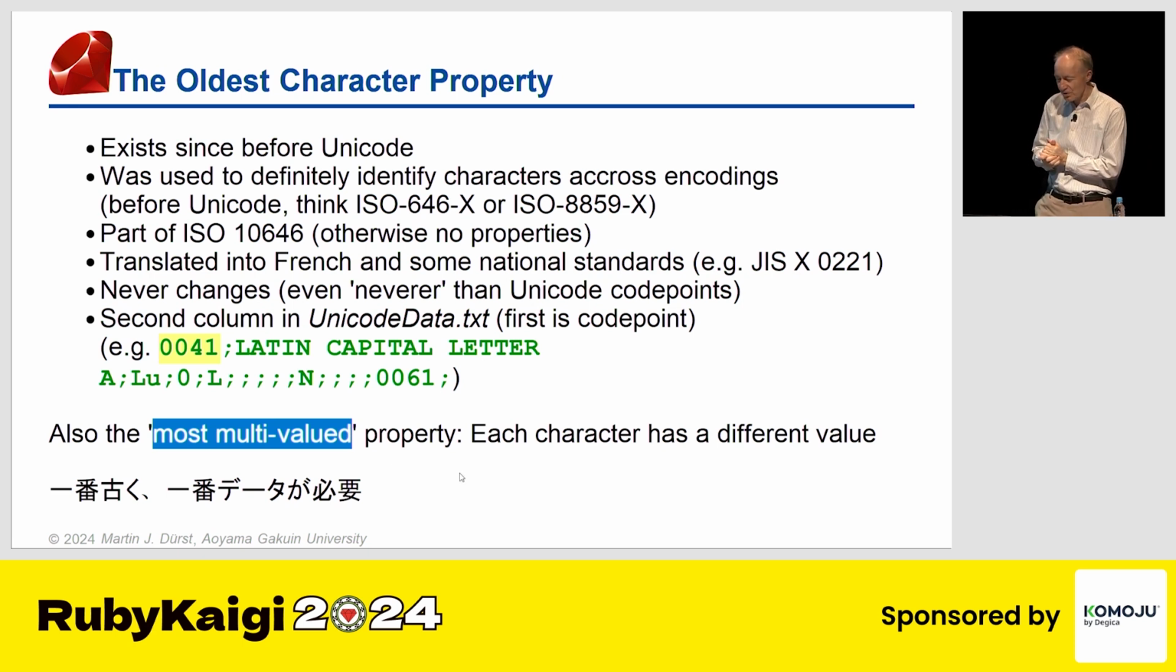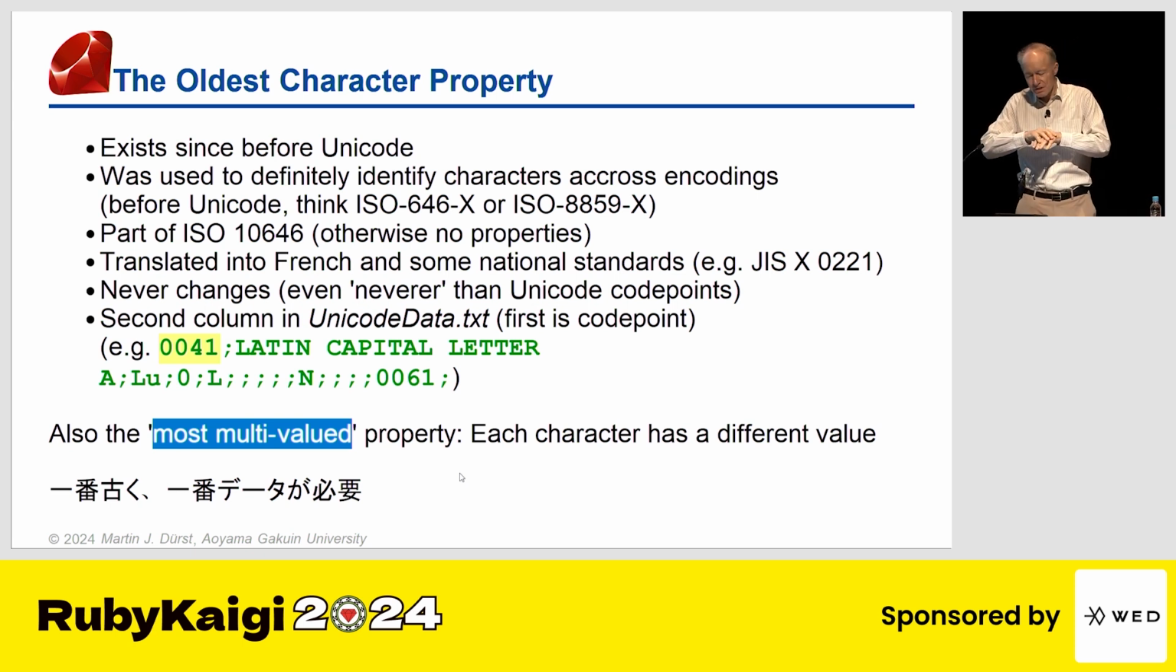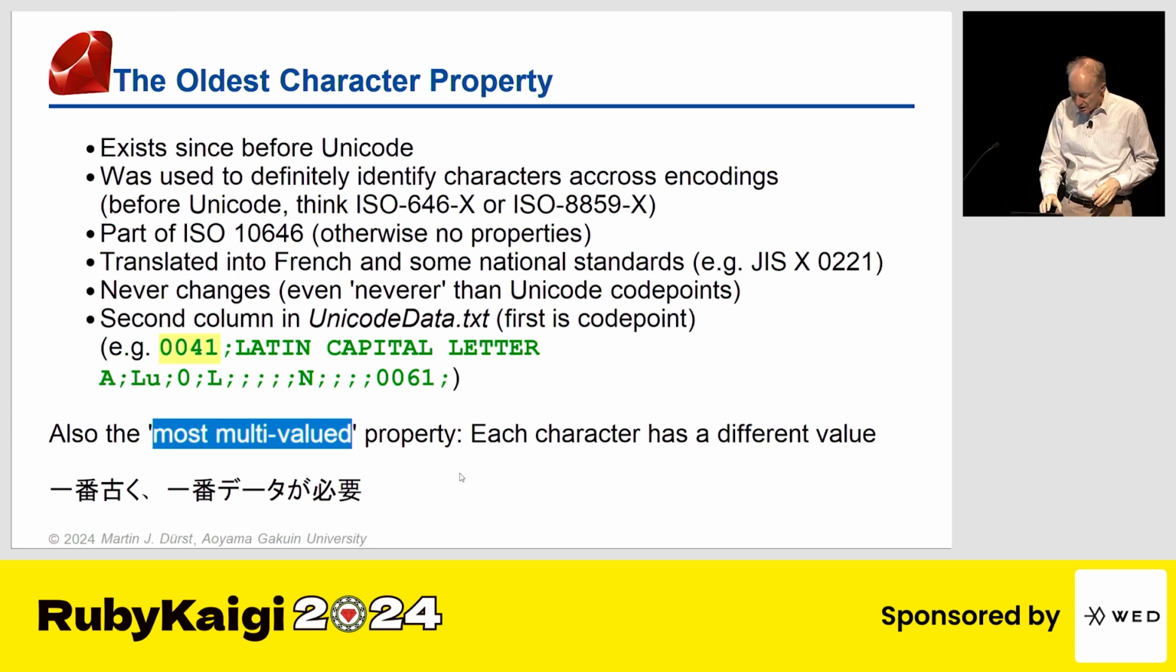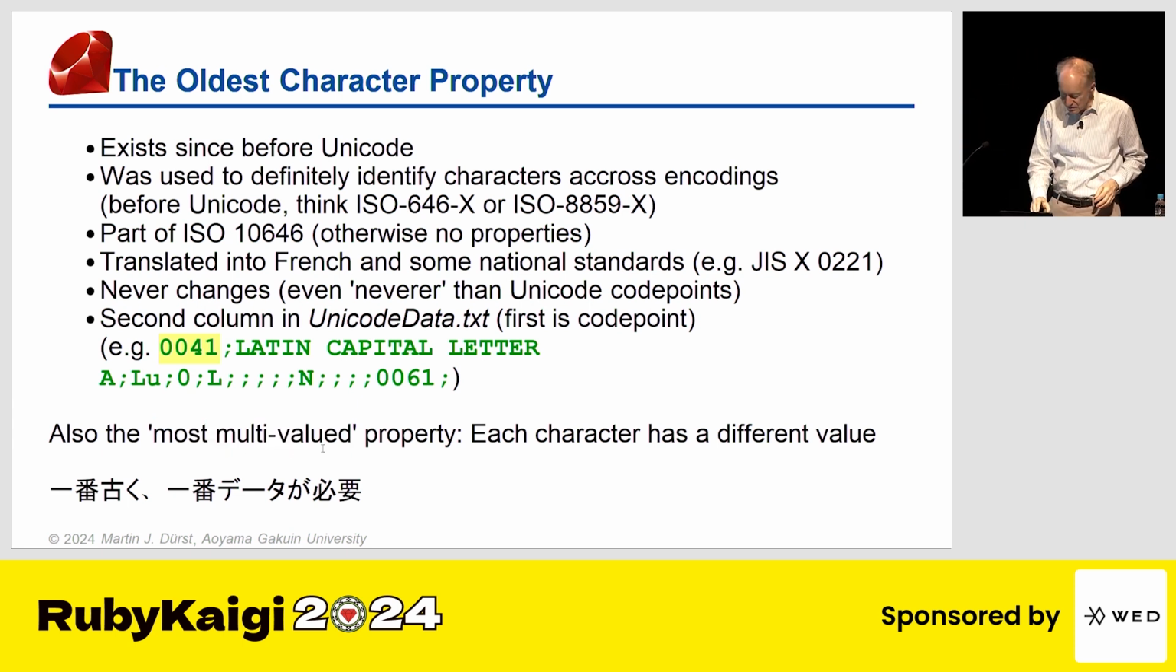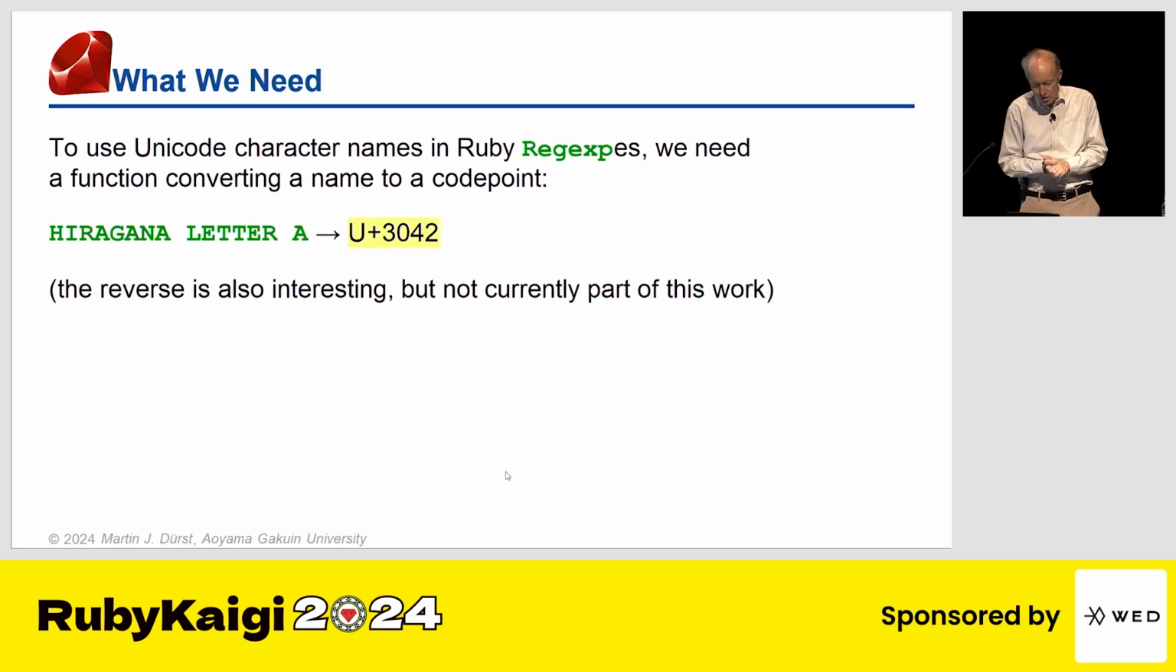On the other hand, this is a strange kind of English. Don't think this is correct in English. It's the most multi-valued property. Yeah, it has the most values. Each character has a different value. Most other multi-valued properties, like age, like script, like block, and so on, lots of characters have the same value, and then some others have other values. So it means that we need a lot of data, and that's the main part of this talk.